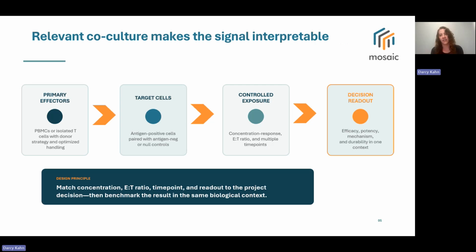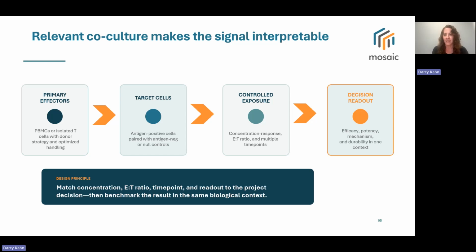Okay, so before we get into the individual assays, I just wanted to walk through the system underneath all of them because the same core setup shows up again and again. So to set the foundation for the setup, we use primary human PBMCs or isolated T cells as our effectors. Donor strategy and handling matter a lot here. And so I'm going to spend just a second on that because I think it's very easy to underestimate.